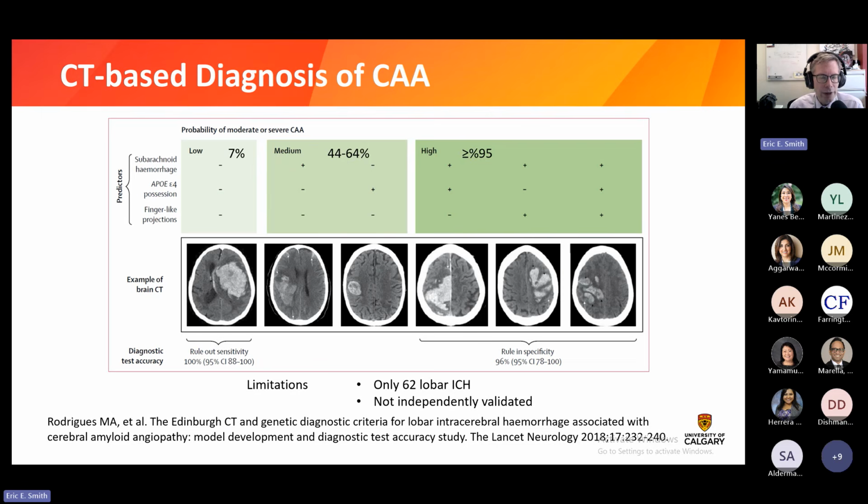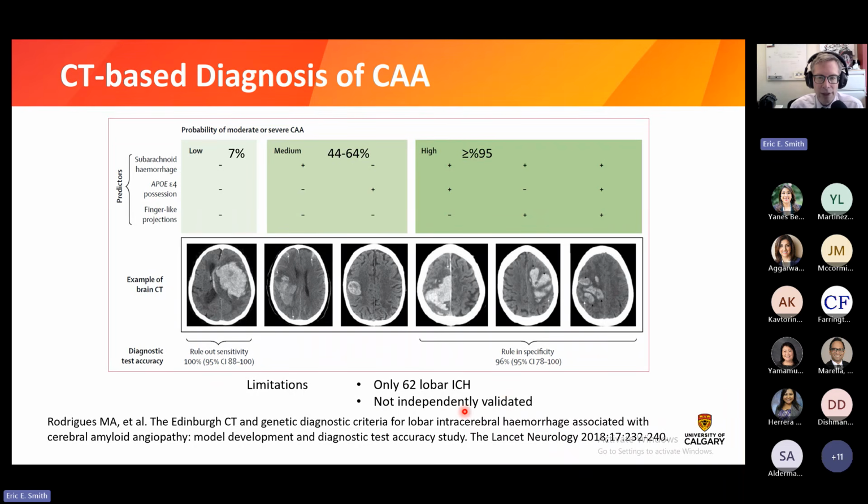And the Edinburgh criteria rely on three features. Two are CT features. One is a genetic risk factor for CAA. The CT features are whether subarachnoid hemorrhage was present or not, and whether there were finger-like projections.